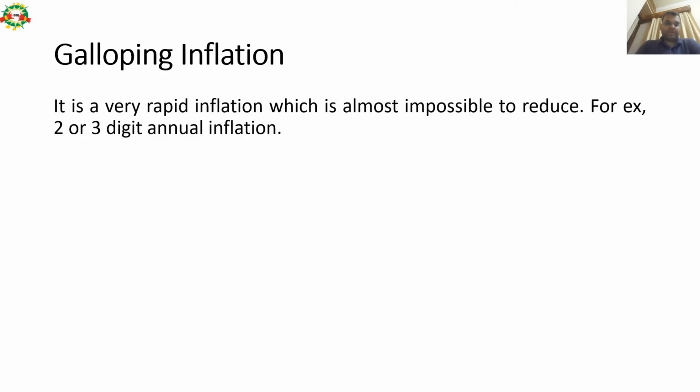Galloping inflation is a very rapid inflation which is almost impossible to reduce. For example, 2 or 3 digit annual inflation, maybe 15%, 50%, 100%.